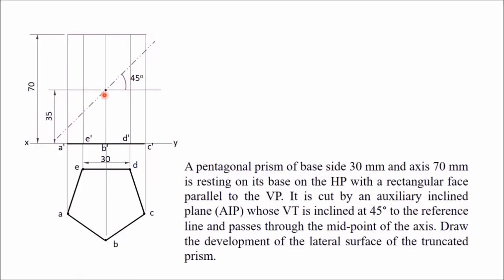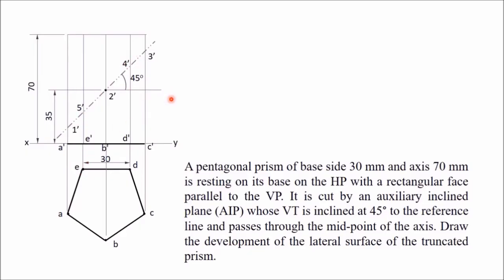Now this section line is cutting different edges at different points. So these are the edges. So these are the vertical edges from different points. These are cut at different points. So mark these points as 1 dash, 2 dash, 3 dash, 4 dash and 5 dash. So these 5 edges are cut at 5 points.